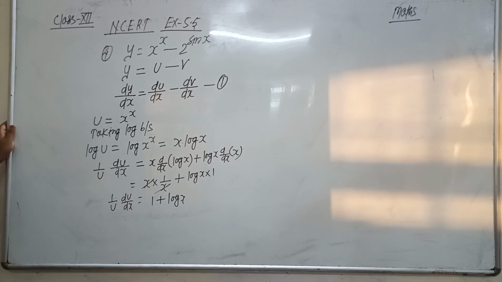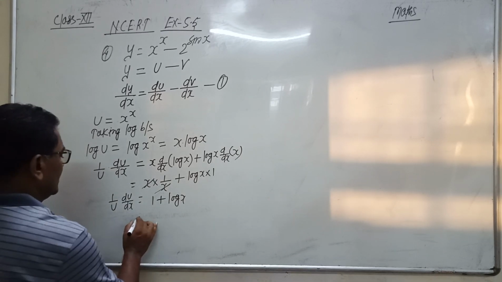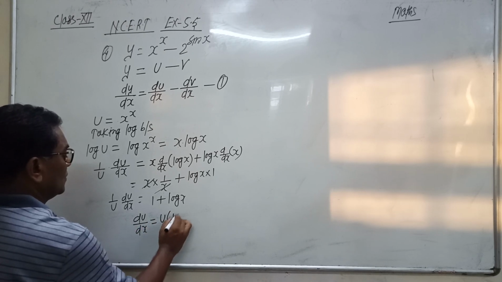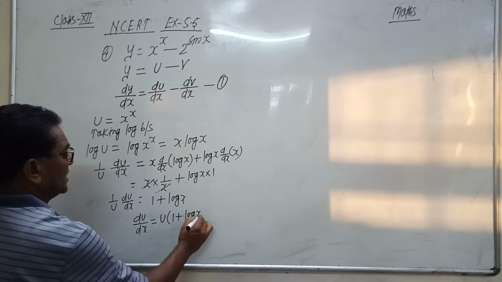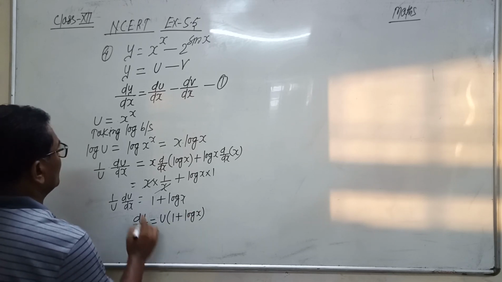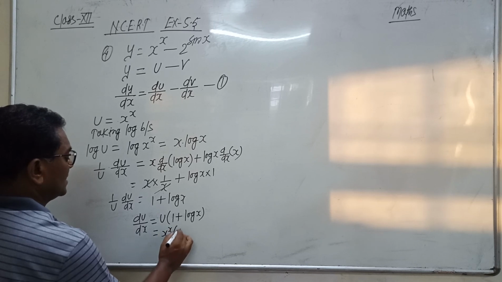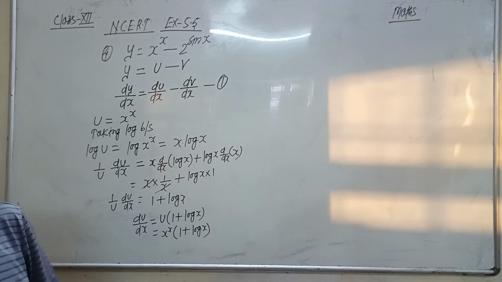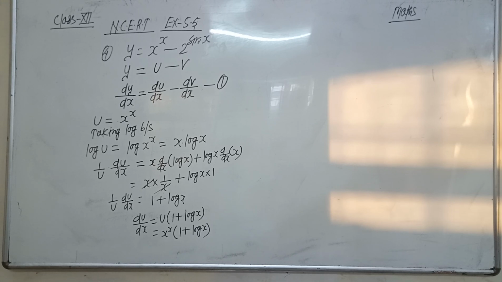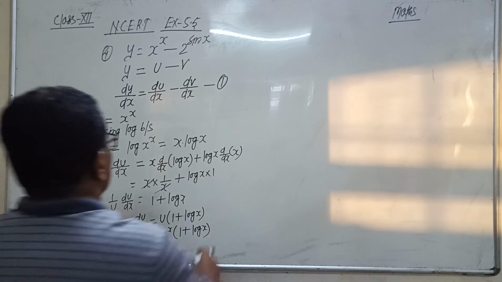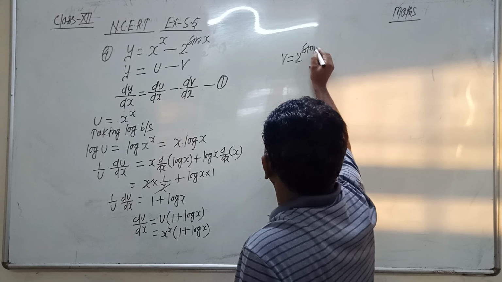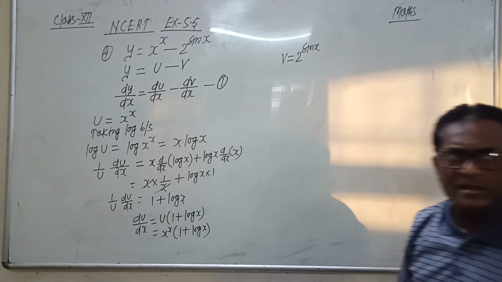Now u will be transposed to the right side, so du by dx equals u into 1 plus log x. Then put the original value of u, which is x raised to the power x, and in bracket 1 plus log x. So this is the value of du by dx: x raised to the power x and 1 plus log x. Now we have supposed v equals 2 raised to the power sin x. So this is the form a raised to the power x.